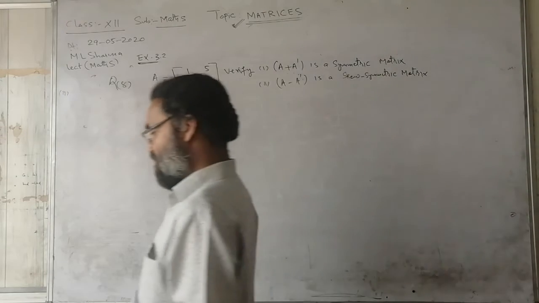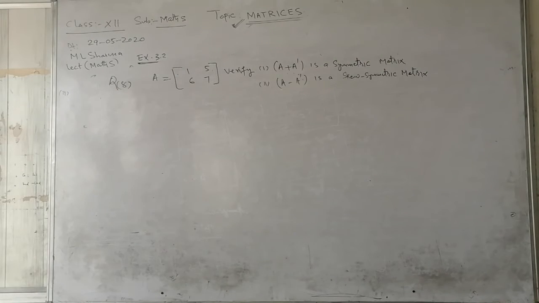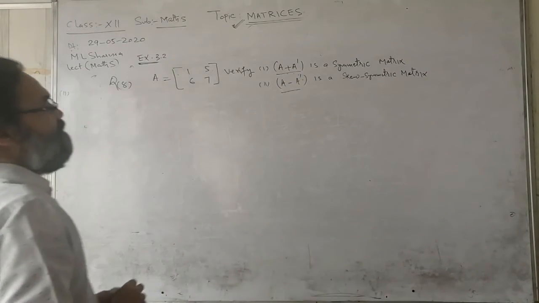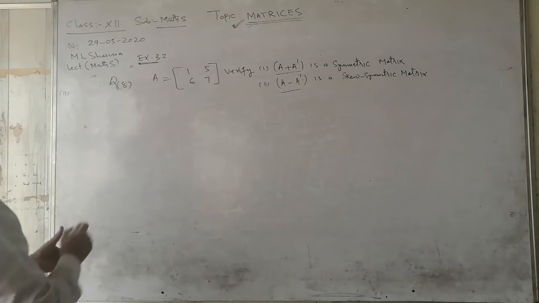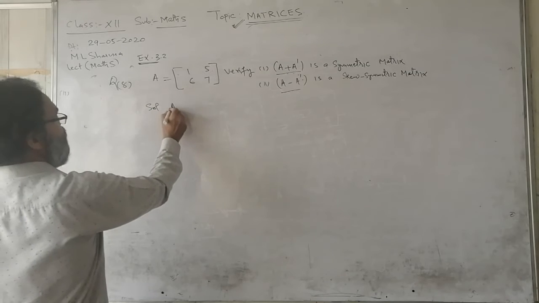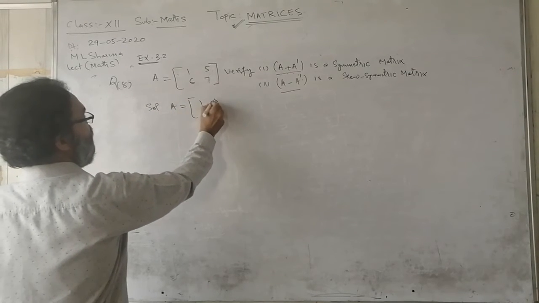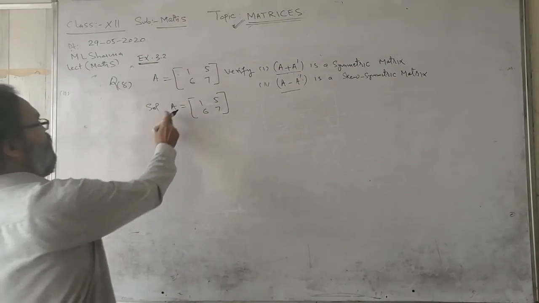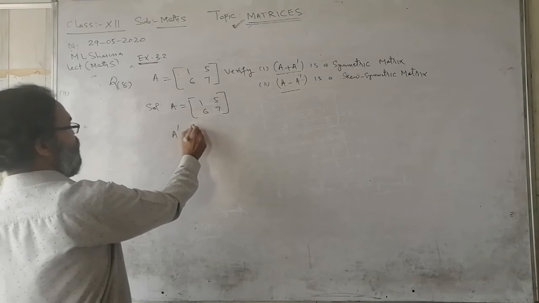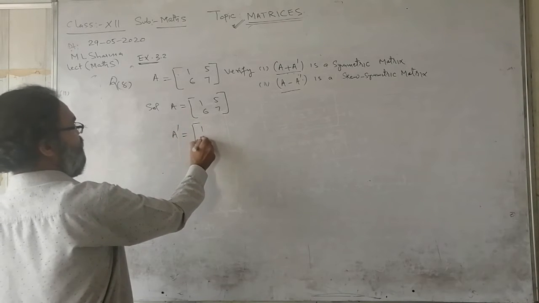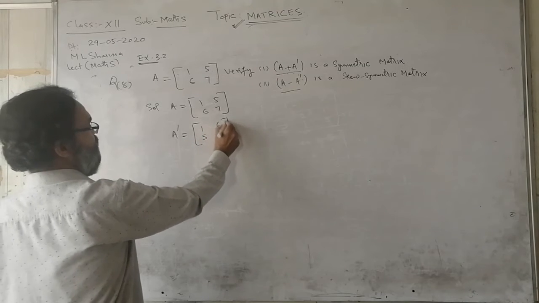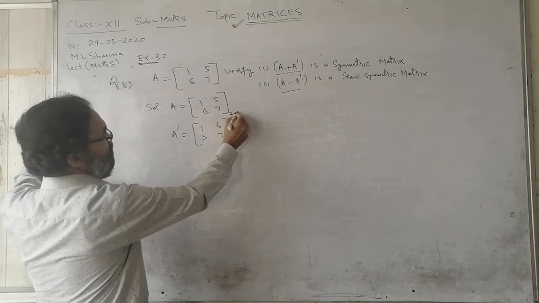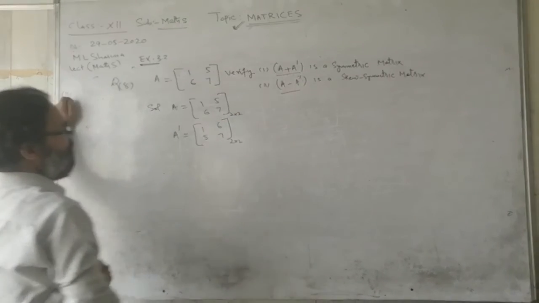This is question number 8, having two parts, part 1 and part 2. So they are again very simple. A is given as 1, 5, 6, 7, having only 4 elements. So if I find its transpose, this will again be a 2 by 2 matrix. This was 2 by 2 and this is again a 2 by 2 matrix.